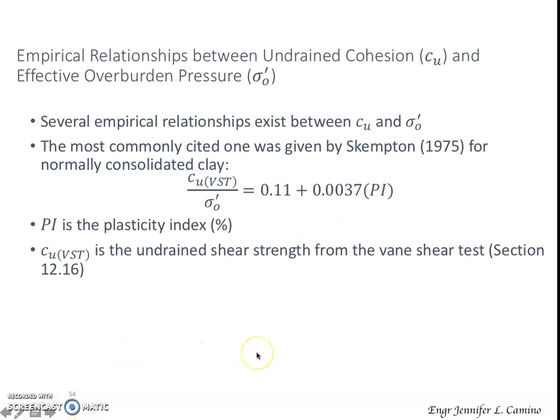Now we move on to the empirical relationship between undrained cohesion and effective overburden pressure. Several empirical relationships exist between C sub u and sigma sub o prime. The most commonly cited was given by Skempton for normally consolidated clay. So this is his relationship for undrained cohesion and effective overburden pressure. And of course, we have here our P sub I, which is equal to our plasticity index, and this one, C sub u, is the undrained shear strength from the vane shear test.